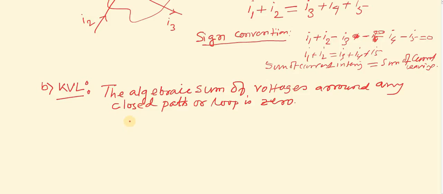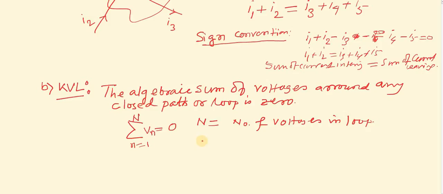Once again, in terms of mathematical expression, we can write the summation of Vn is equal to 0, with n going from 1 to capital N. Once again, as before, n is the number of voltages in the loop, and Vn is the nth voltage.